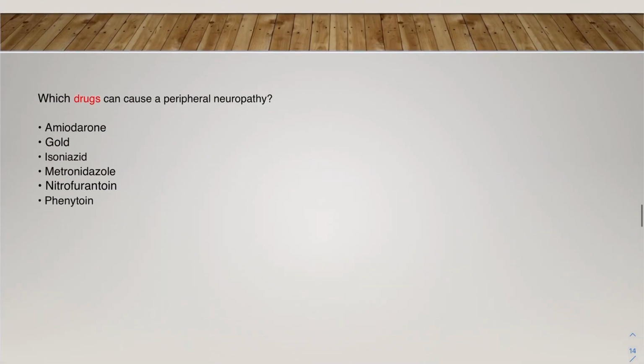So what are the drugs which cause peripheral neuropathy? There are a few drugs like amiodarone, isoniazid. We all know that isoniazid can cause peripheral neuropathy. Metronidazole, nitrofurantoin, phenytoin, and gold.